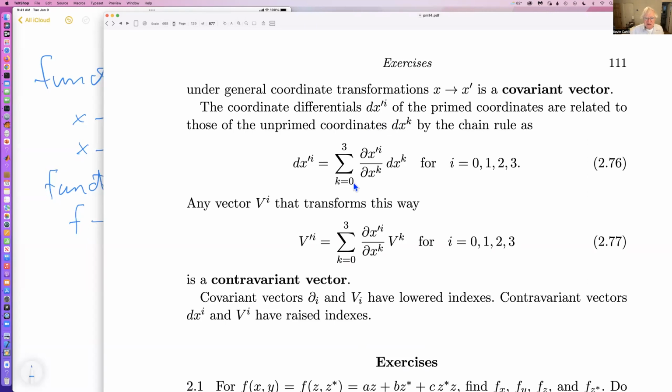Coordinate differentials are even simpler. dxi prime, well, just the chain rule tells us that this is the sum of partial x prime i with respect to xk times dxk. And a vector that transforms that way is called a contravariant vector. I don't quite know why one is co and the other contra. Covariant vectors have lowered indices. Contravariant vectors are often written with raised indices.